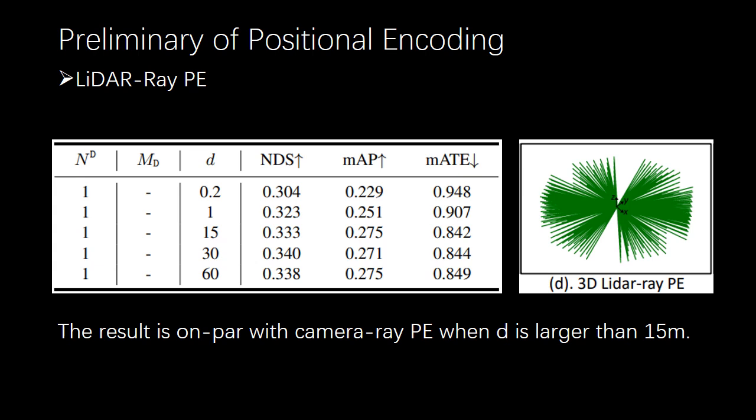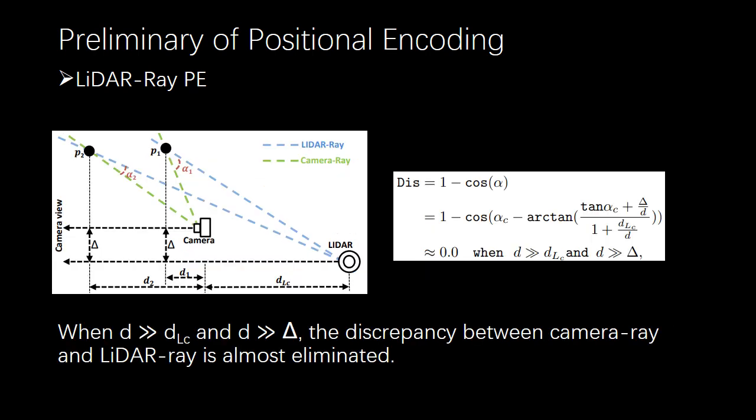Determination of a ray direction requires 2 points. As the fixed lidar's location provides the start point of the ray, we can determine the lidar ray direction with 1 point. We calculate the discrepancy, dis, between camera ray and lidar ray with the cosine of their included angle. As D increments, the discrepancy between camera ray and lidar ray is almost eliminated. This further demonstrates that when D is larger, the lidar ray will have a similar direction as the camera ray. Thus, the experiment results will be on par with the original PETR positional encoding even with 1 point.